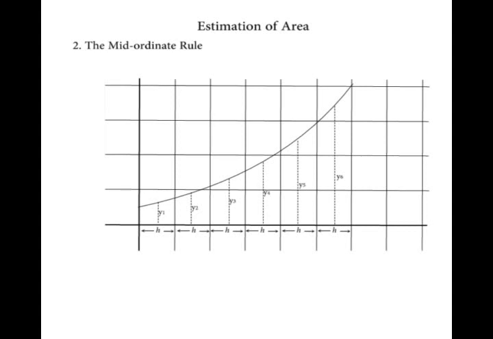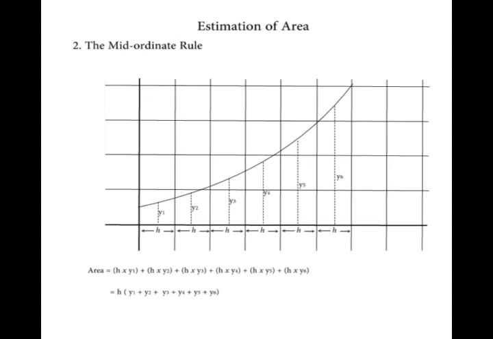We can calculate the area of each portion by assuming it to be a rectangle of width h and height equal to the length of the mid-ordinate. The total area under the curve is then the sum of them all. And so area is equal to first portion h times y1 plus second portion h times y2 plus h times y3 all the way to h times y6. Factorizing h, we shall have h into y1 plus y2 plus y3 plus y4 plus y5 plus y6. This is the mid-ordinate rule.